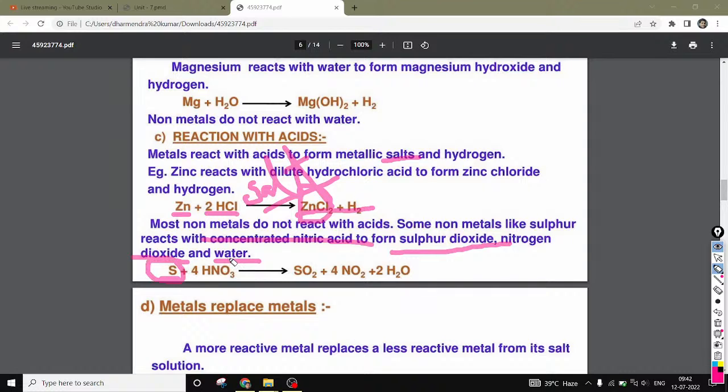So this is sulfur, a non-metal, and when it reacts with concentrated nitric acid, not dilute sulfuric acid, sorry, this is nitric acid, this reaction gives us sulfur dioxide, nitrogen dioxide and water, right? So these are the three possible products when you react sulfur with concentrated nitric acid. These points you must always remember, because they are very important.